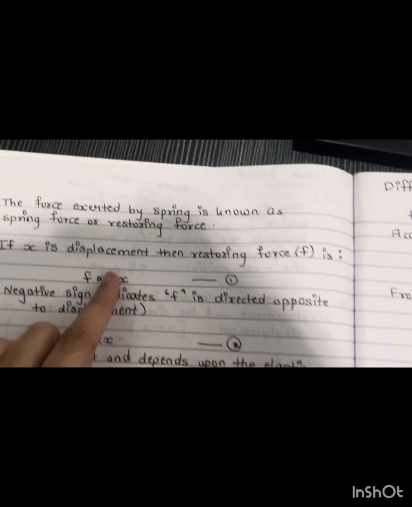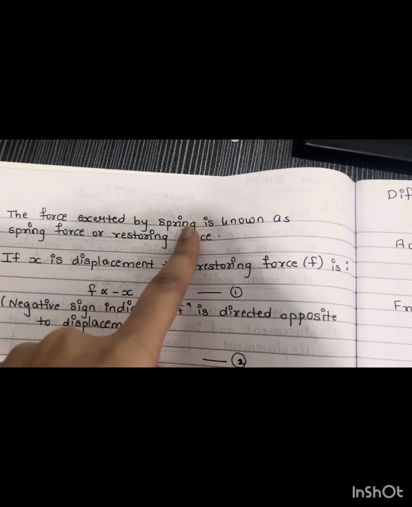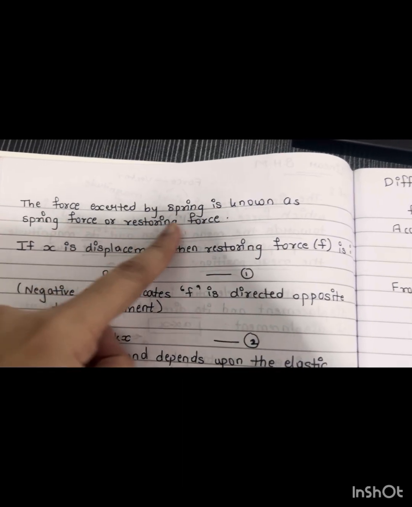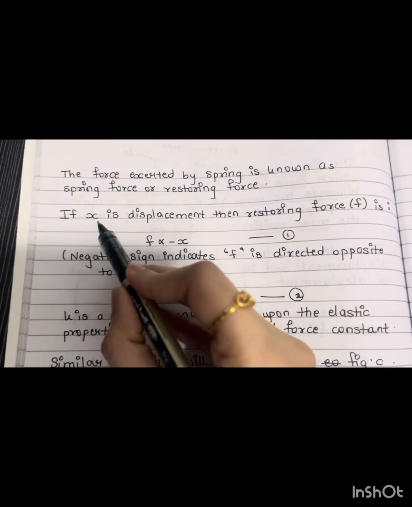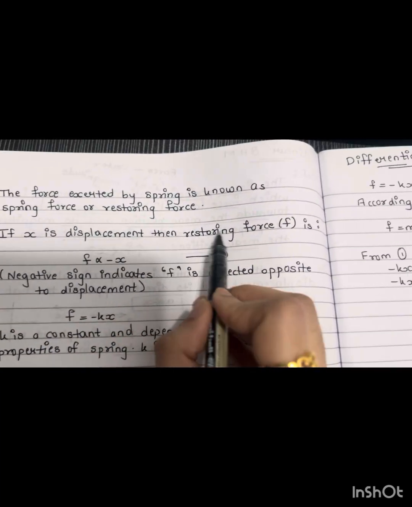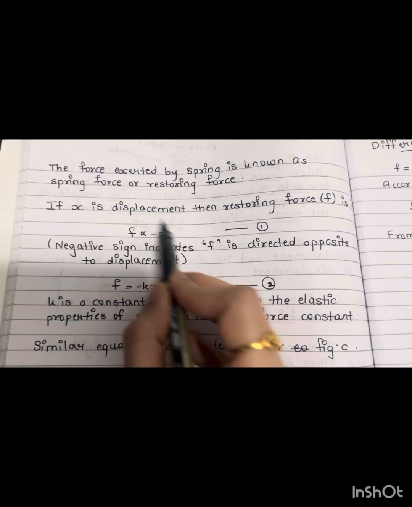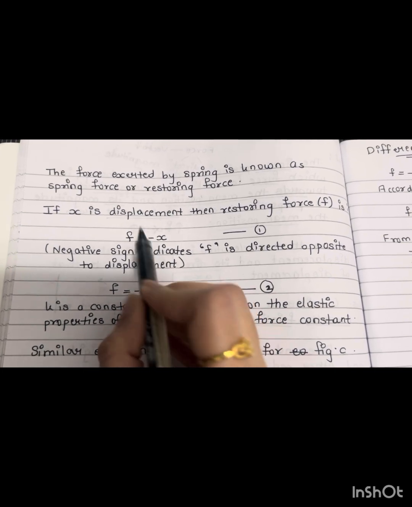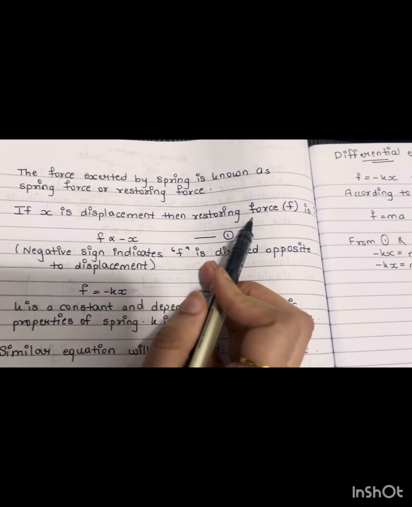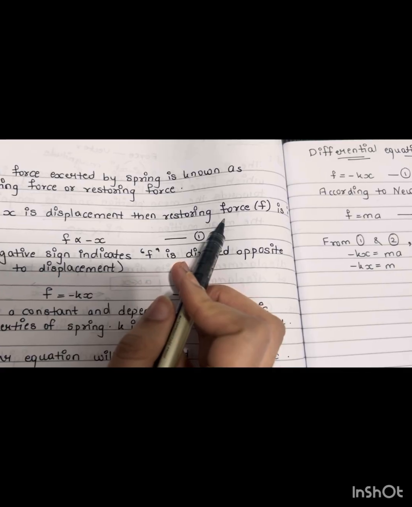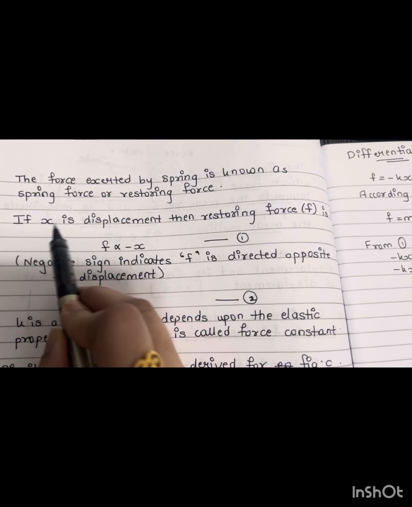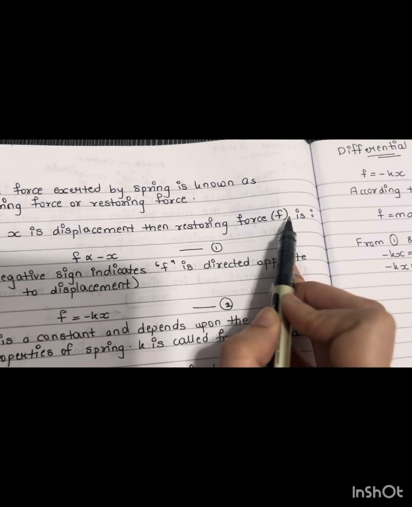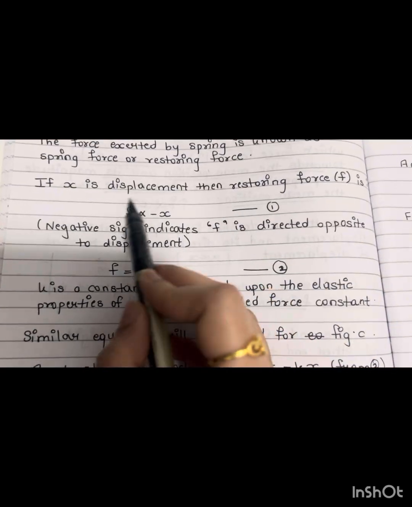So I have mentioned that the force which is exerted by the spring is known as spring force or restoring force. Now again, here I have also mentioned if x is the displacement, then restoring force F is, I have written this equation. So you should write such things. How will the examiner or the paper checker come to know displacement? What is the displacement? So I have mentioned, see, x is displacement. Restoring force is denoted by small f. So I wrote this equation.